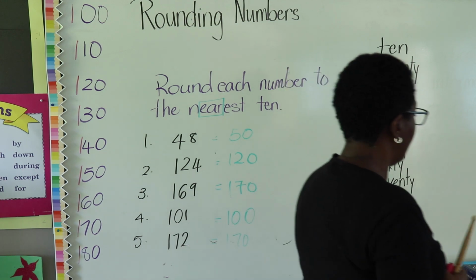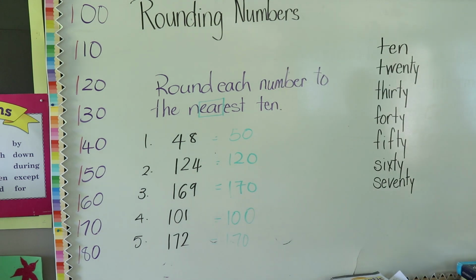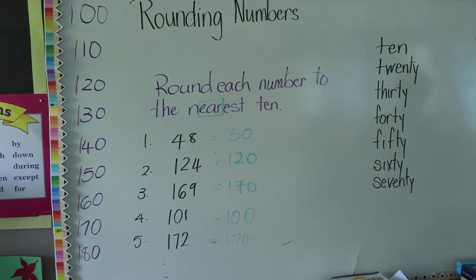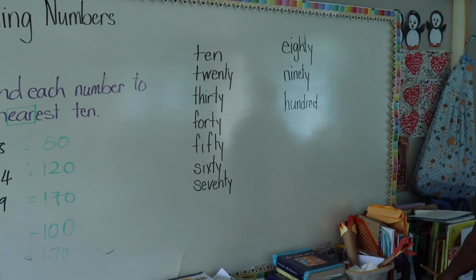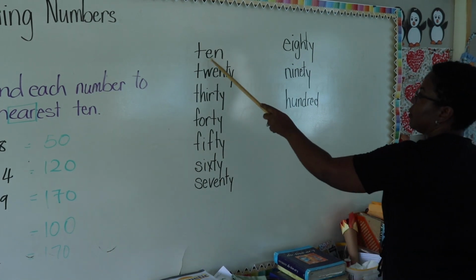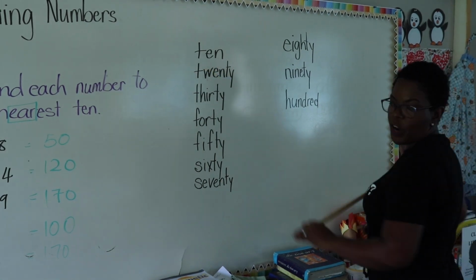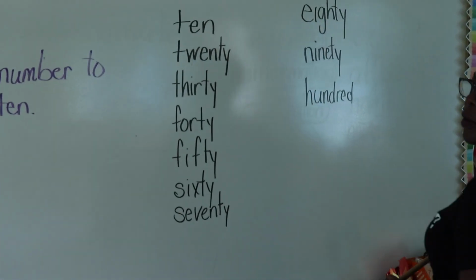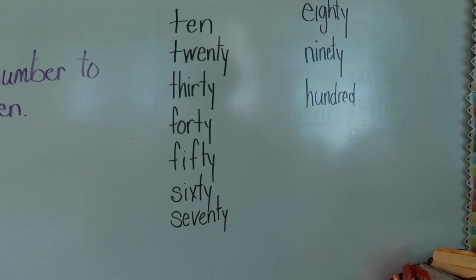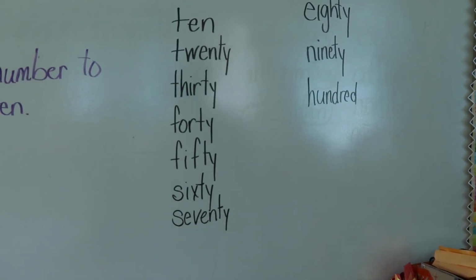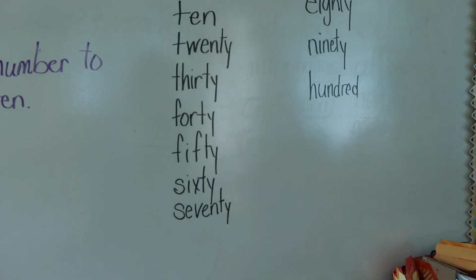All right, come with me. Let us read some words we have been calling. This word is? 10. This word is? 20. Okay, how many vowels do we hear in this word? One vowel. What is the name of the vowel we have in that word? E.